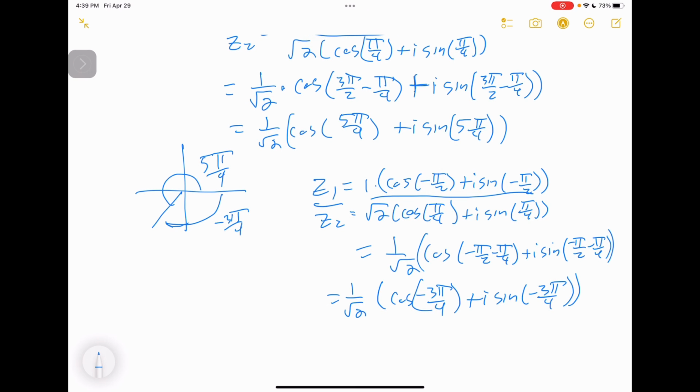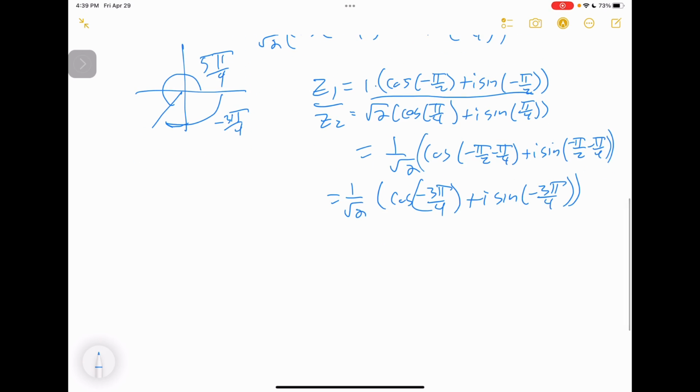Here's my addendum to this. I forgot the last part. We're supposed to also give this in standard form. So that would be standard form here.